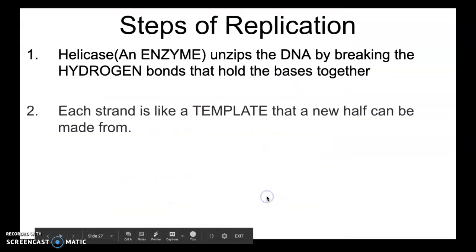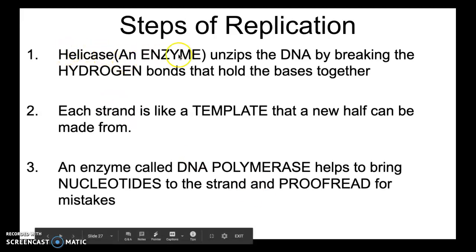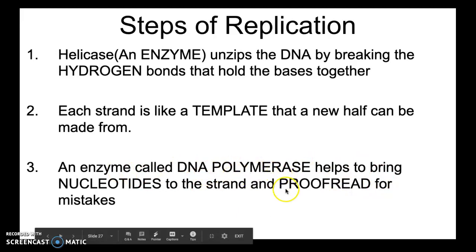So we basically just walked through those steps, but simply. Helicase, an enzyme, unzips DNA by breaking the hydrogen bonds that hold the bases together. Each strand, the lagging and the leading, is a template so that a new complementary strand can be made. An enzyme called DNA polymerase helps to bring nucleotides to the strand and proofread. DNA polymerase proofreads for mistakes.